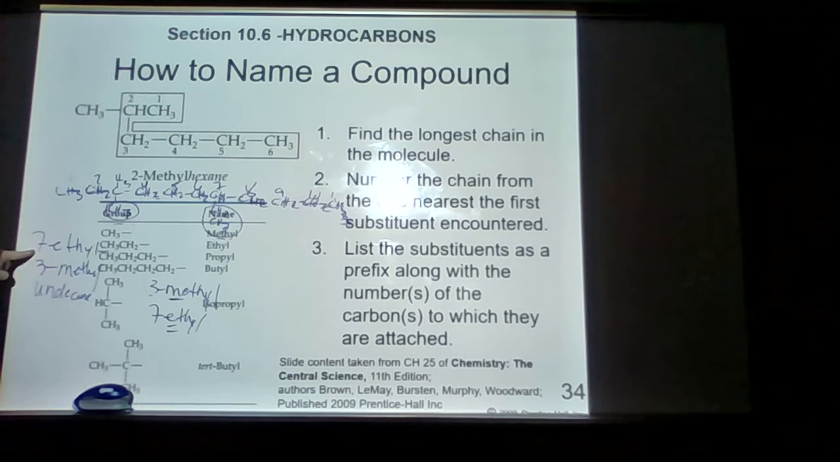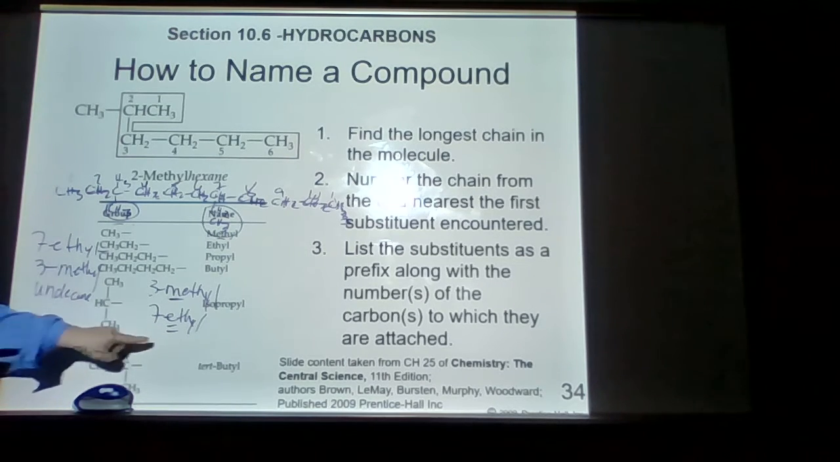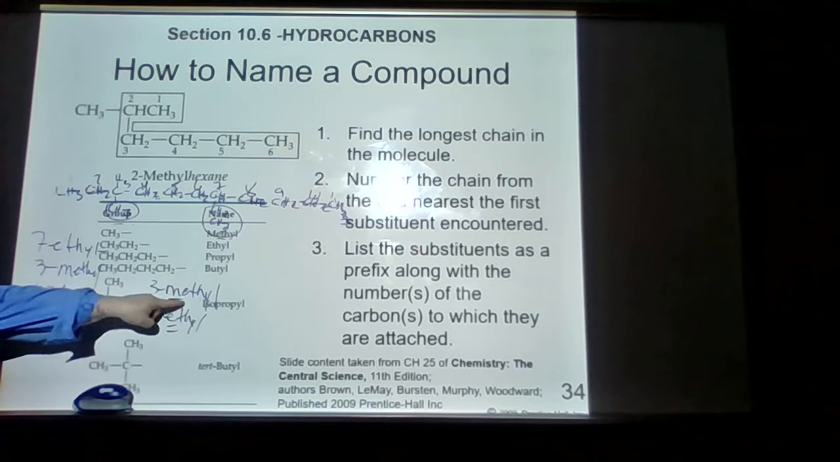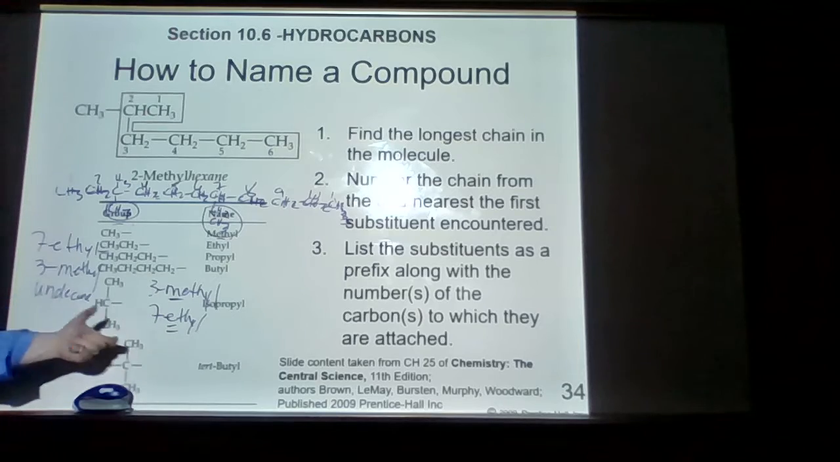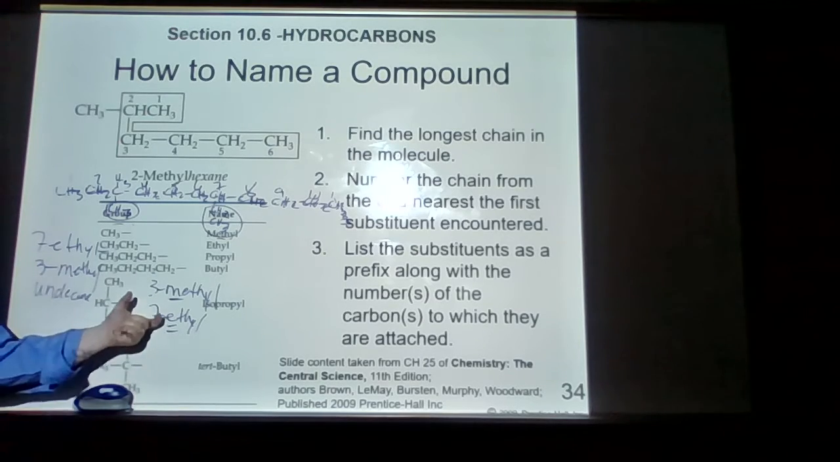We have something at 7. What is it? It's a 2 carbon fragment. We've got something at 3. It's a single carbon fragment. Total number of carbons, undecane. So we list them alphabetically. We don't list them numerically, we list them alphabetically.